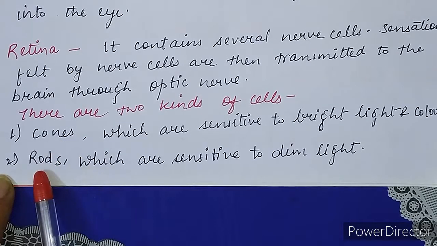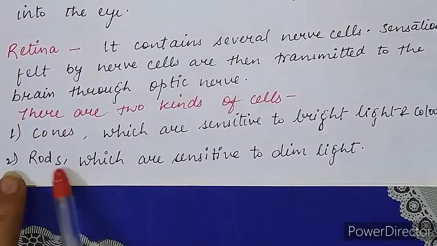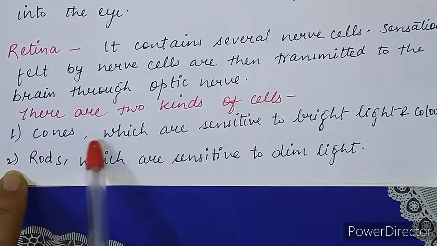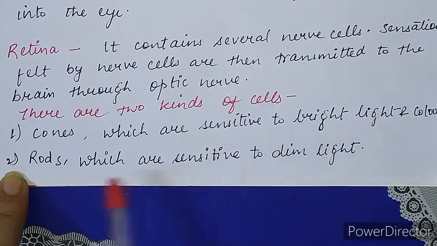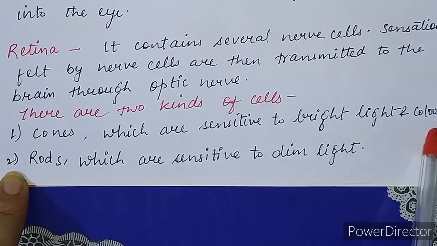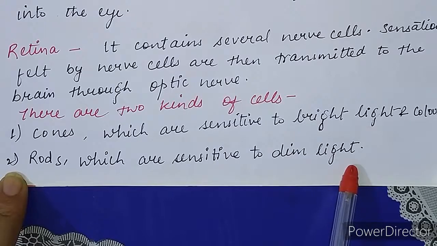The second kind is rods, which are sensitive to dim light, meaning the brightness, the intensity of light. Whether it is dim light or bright light, whether the intensity is high or low, all of this depends completely on the rod cells. So in the retina there are millions of nerve cells. Some of them are cone cells and some are rod cells. Cone cells identify color, and rod cells identify the intensity of light.